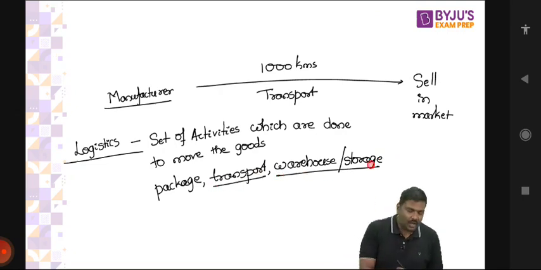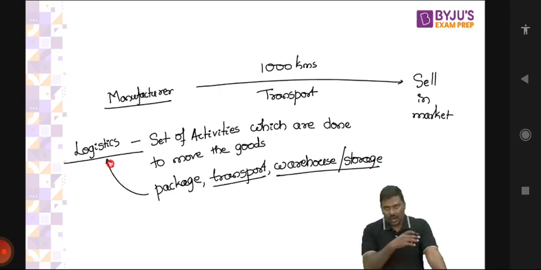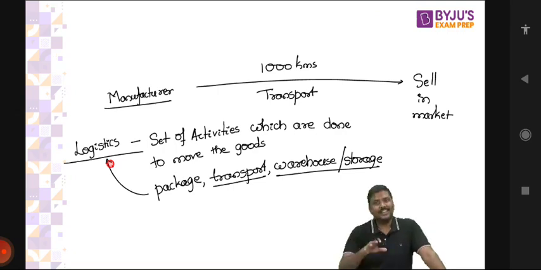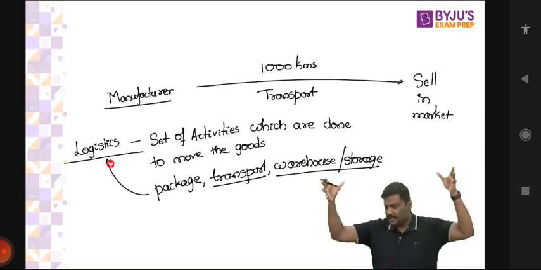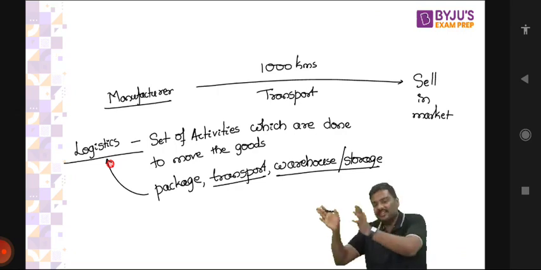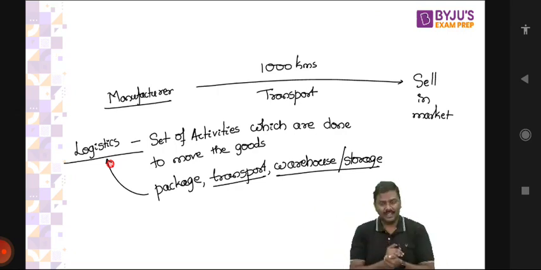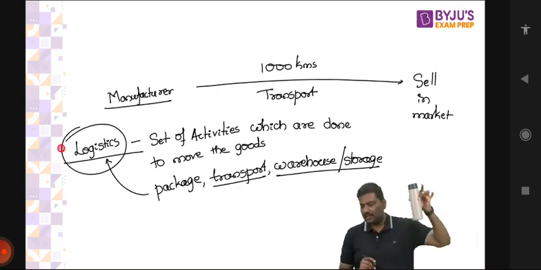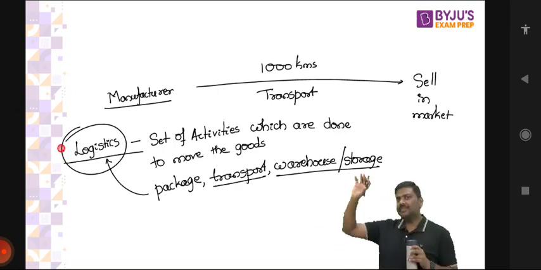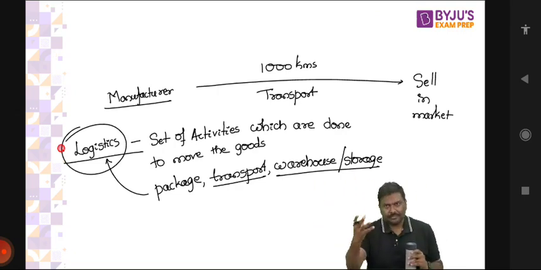Can I call all of these part of logistics? The answer is yes. Please understand, logistics is a very big term. Under that, multiple activities are there. If you manufacture the bottle, the packaging is done, transportation is done, and warehousing is done, for all of it you'll have to pay money. Is the logic okay?